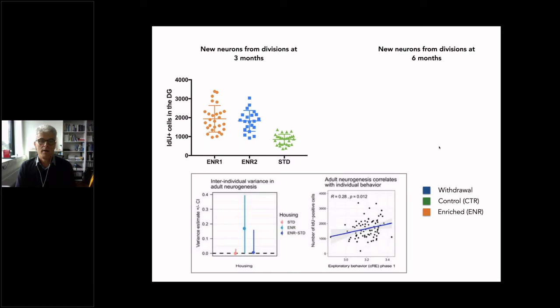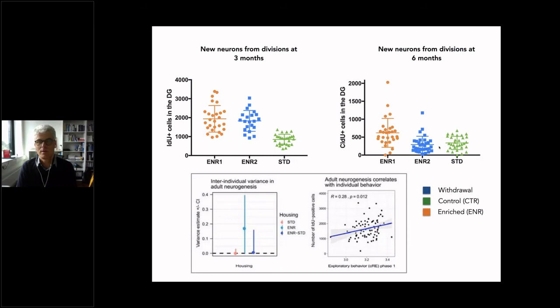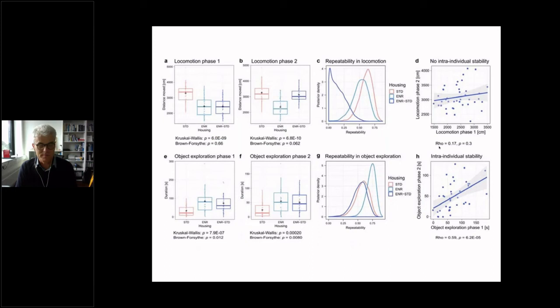And again, as we have seen, there is this small but meaningful correlation between. You can look at other relationships between phenotypes, for example, simple locomotion. And you can see in that panel here, there is no stable behavior in the groups.